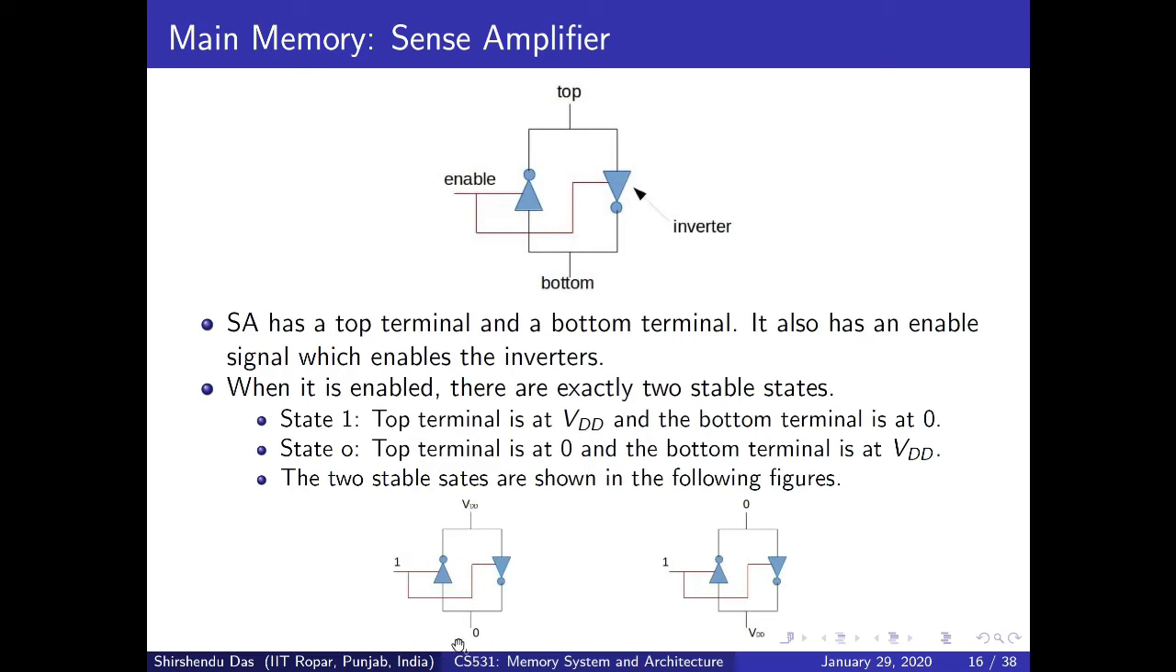So this is an example where the sense amplifier is in state 1, that means the top is VDD and the bottom is 0. And this sense amplifier is in state 0, that means the top is 0 and the bottom is VDD. You have to remember that a sense amplifier has two stable states: state 1 means the top is VDD and the bottom is 0, and state 0 means the top voltage is 0 and the bottom is VDD.